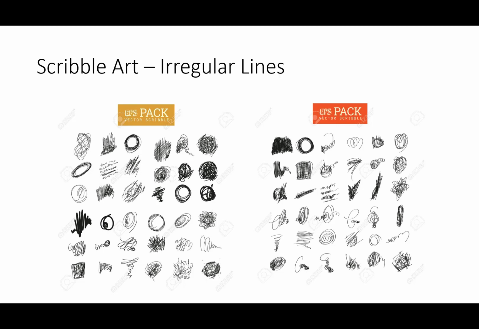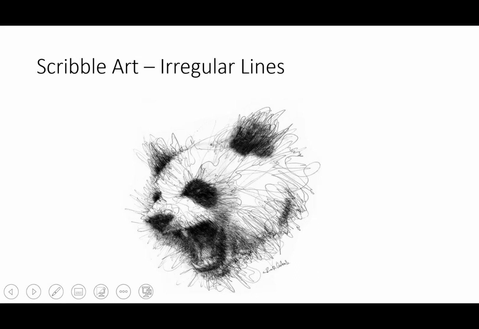Now, how is it seen in art? Because these still look like doodles, right? This is often what we would call doodling, rather than art yet. But what you can do is take scribble art. Here's an example of using irregular lines and what is traditionally seen as scribble art to make what looks like a panda out of a bunch of irregular lines.